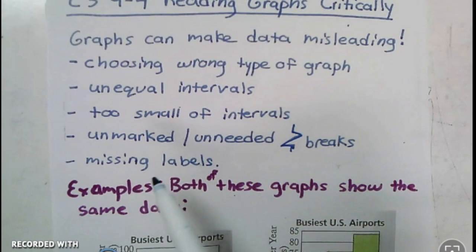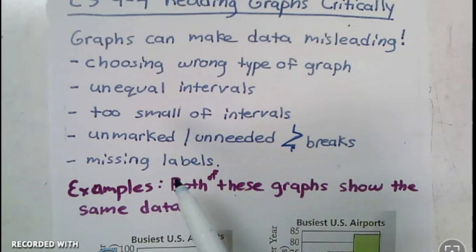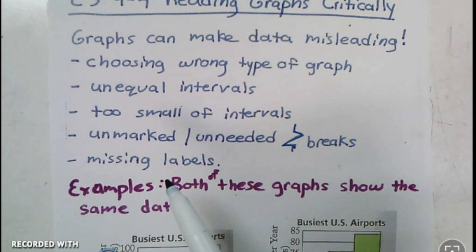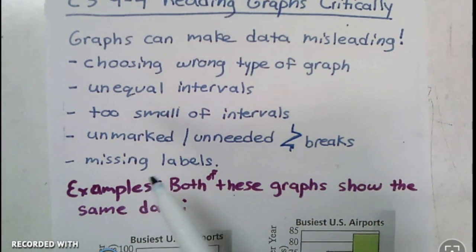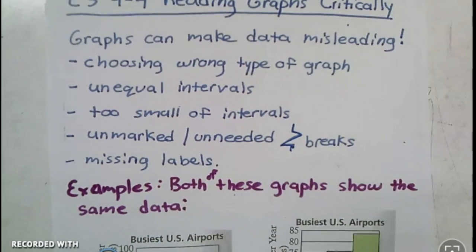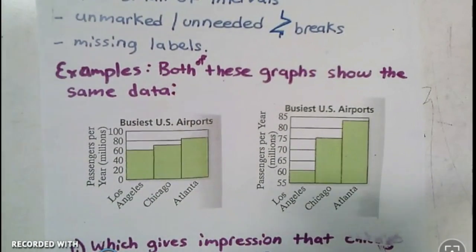Another way that it can be misleading is to be missing its labels, because sometimes you might think that something is a much bigger unit than it is. If it was measured in minutes and it's not labeled, you might think that it's hours, so that could be very deceptive. Here are some examples.